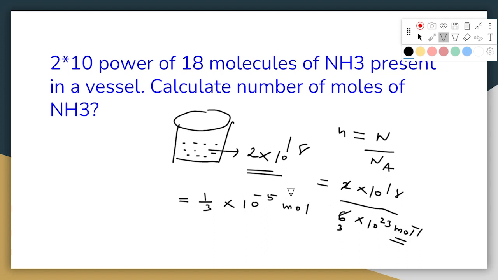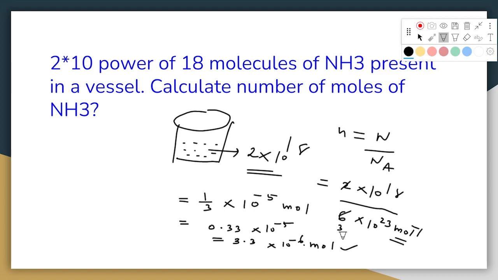If you take the mole to the numerator, then what is the value here? 1 by 3 is 0.33 into 10 to the power of minus 5. How can you write this? 3.3 into 10 to the power of minus 6. If you move to the right, you have to take an extra minus; if you move to the left, you have to take an extra plus. So 3.3 into 10 to the power of minus 6 moles. So this is the number of moles. This is the answer.